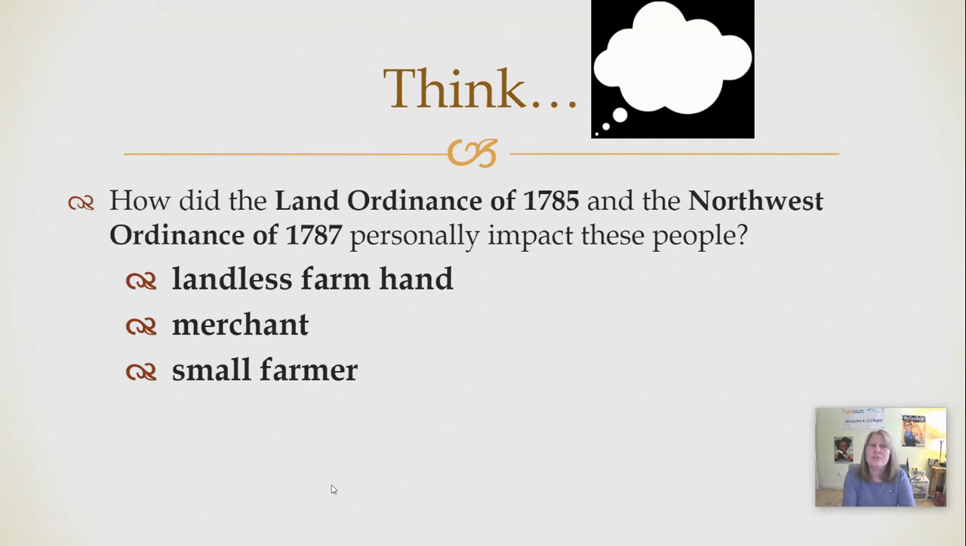how these two laws, the Land Ordinance of 1785 that allowed the public sales, the land to be divided into a grid pattern and the money used to finance public education, and the Northwest Ordinance that allowed these new territories to become states and the things that it would prohibit them. How would these laws impact you if you were a landless farmhand, a merchant, or a small farmer?